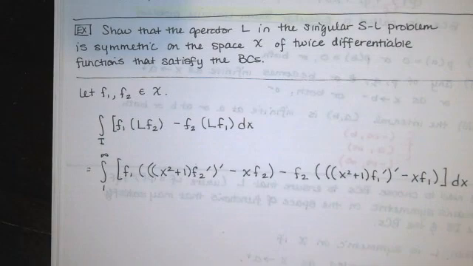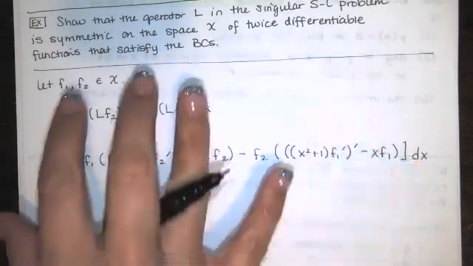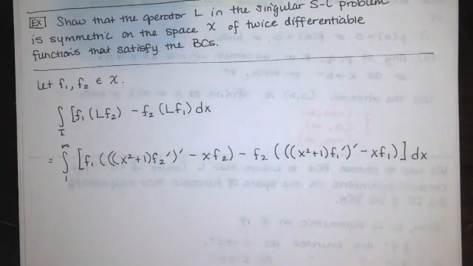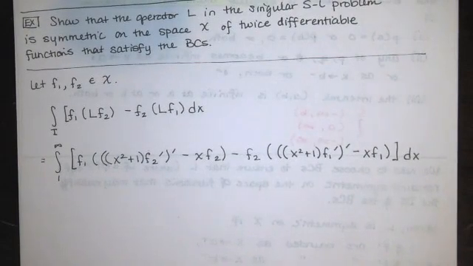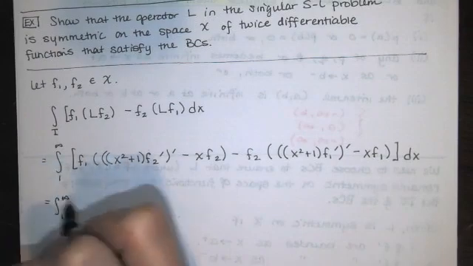Want to evaluate that integral. If we get 0 for any two functions f1 and f2 that are twice differentiable and satisfy the boundary conditions, then we're good to go. Then our operator is symmetric, and that means we're going to get the types of solutions, eigenfunctions, that we're looking for that correspond to the types of eigenvalues, those lambdas that we're looking for. Let's work this out.